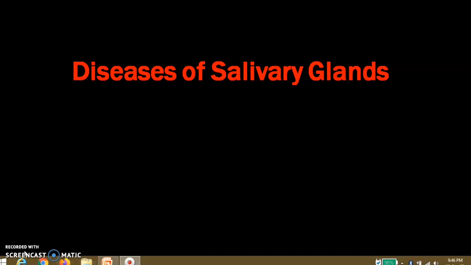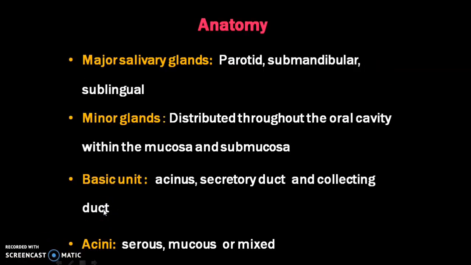Today we are going to discuss the diseases of the salivary glands. So basically, what is the anatomy? The major salivary glands, you all know, are the parotid, submandibular and sublingual, and the minor glands are distributed throughout the oral cavity within the mucosa and the submucosa. The basic units they contain are the acini, excretory duct and collecting duct.